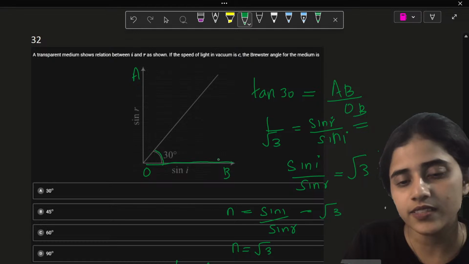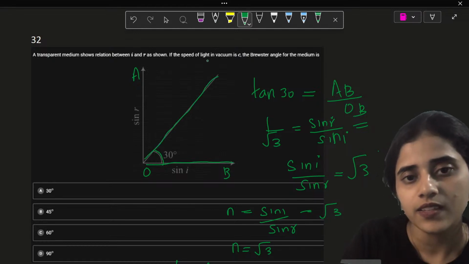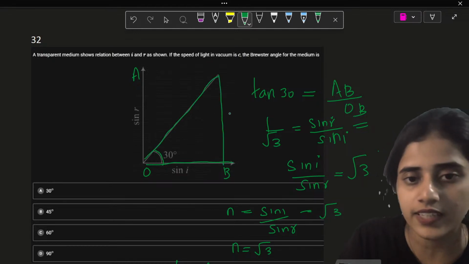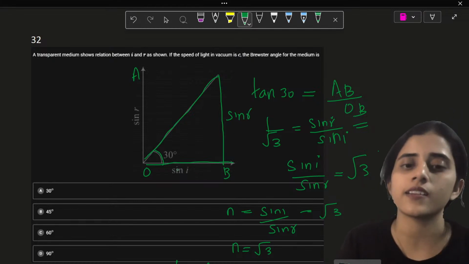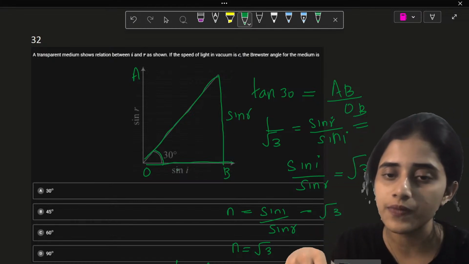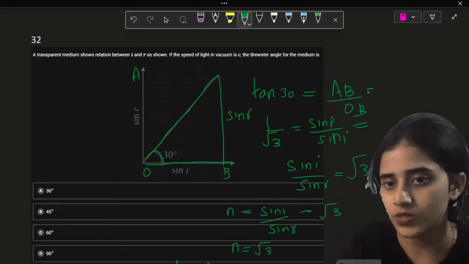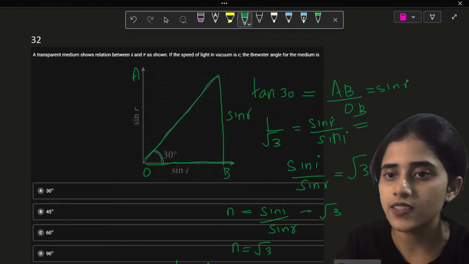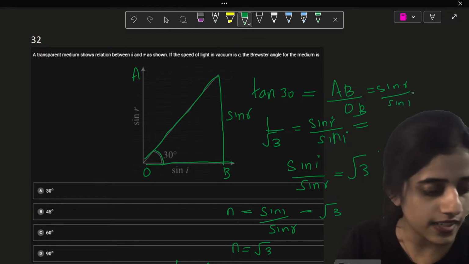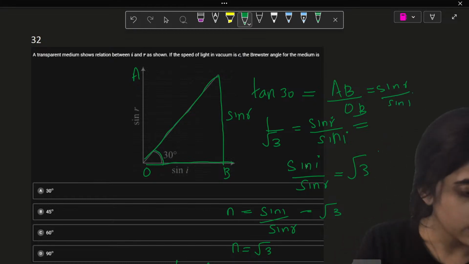So you take tan 30, it would be this side by this side. So this side is sine R. So AB by OB is what? Sine R by sine I. So AB is sine R, OB is sine I. Okay?